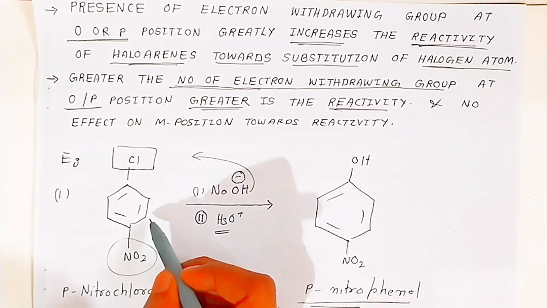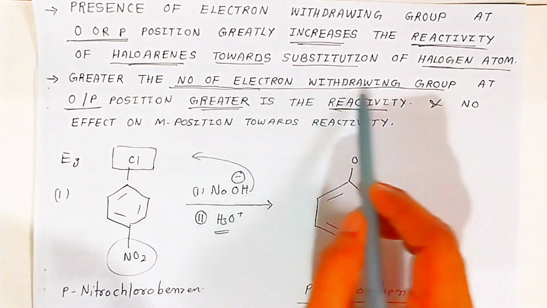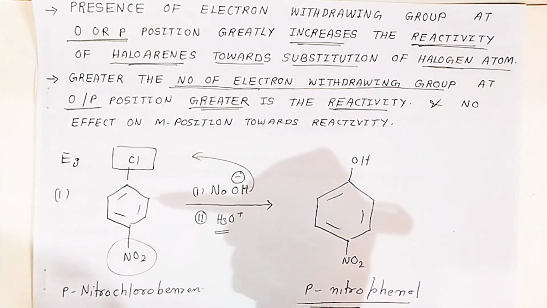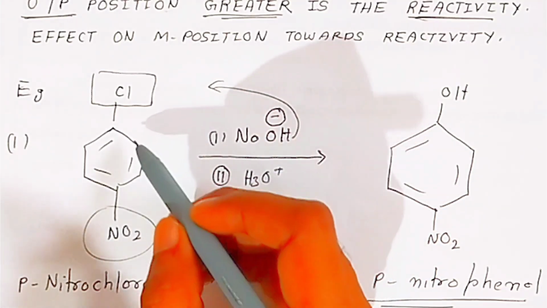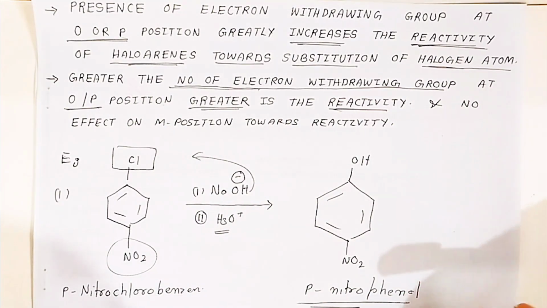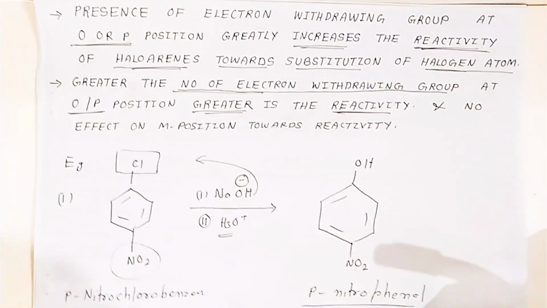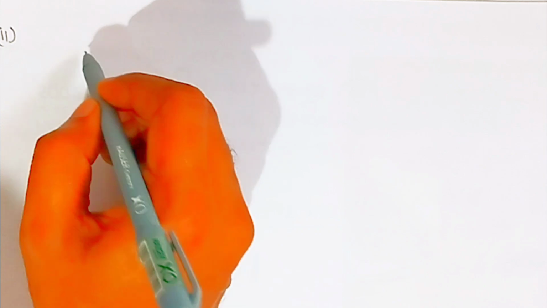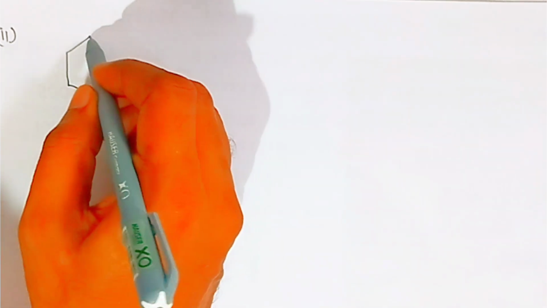What happens, students, if there are 2 nitro groups? I have told you, as the number of electron withdrawing groups goes on increasing, the reactivity will be very fast. So if one more nitro group is attached to this, it will increase the reactivity. So, students, the number of electron withdrawing groups is increasing.